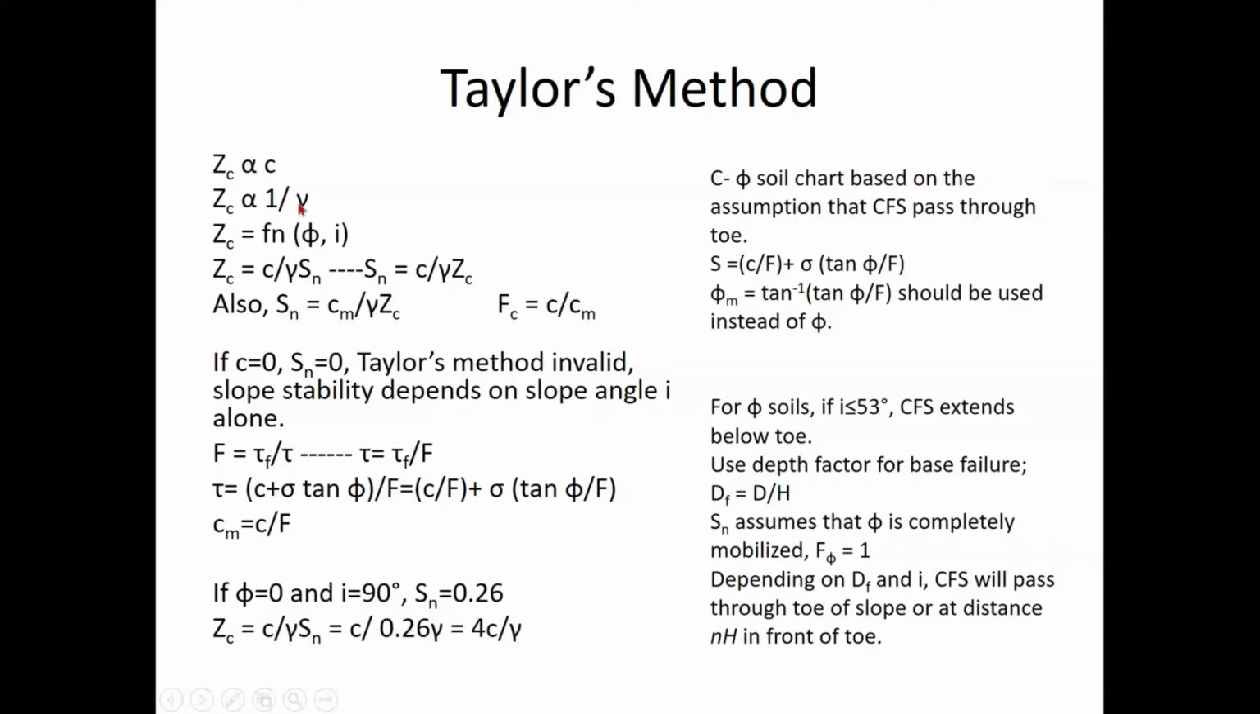ZC is equal to C by gamma, right? It's proportional to C, it's inversely proportional to gamma. So ZC is equal to C by gamma Sn, and Sn is equal to C by gamma ZC. We saw this, isn't it? It's just a revision of what we already saw.